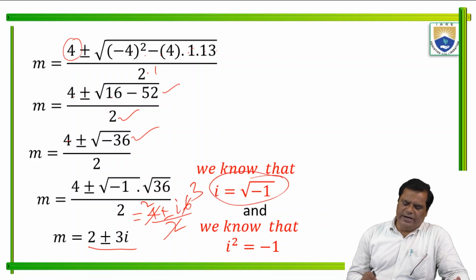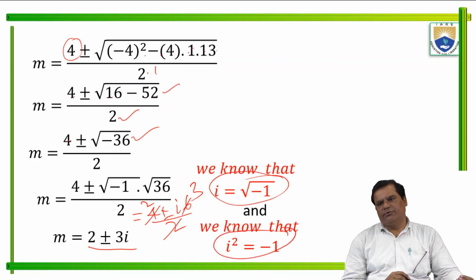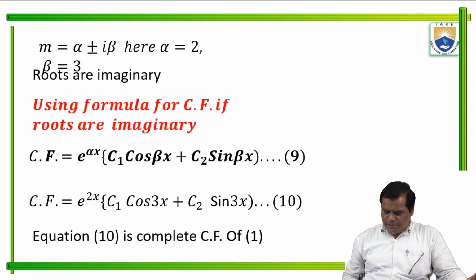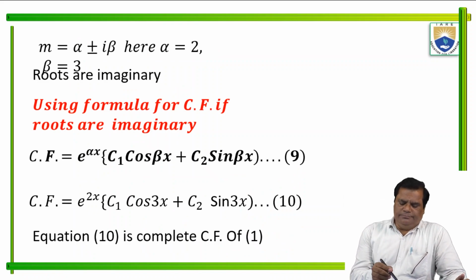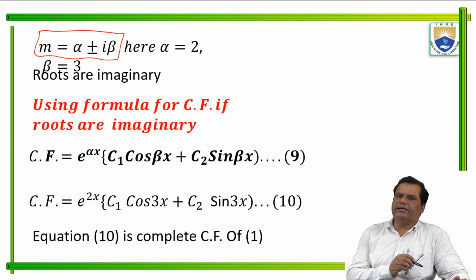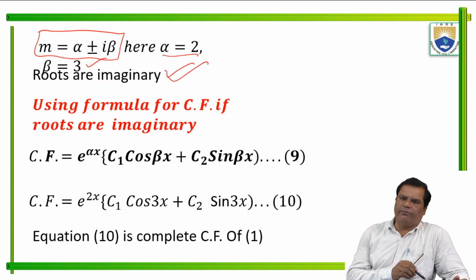Here i is under root minus 1, or i square is minus 1. Under root minus 1 we can put i. So we get imaginary roots of the auxiliary equation. Basically these roots are in the form alpha plus minus i beta. So alpha is 2 and beta is 3. The roots are in imaginary form.